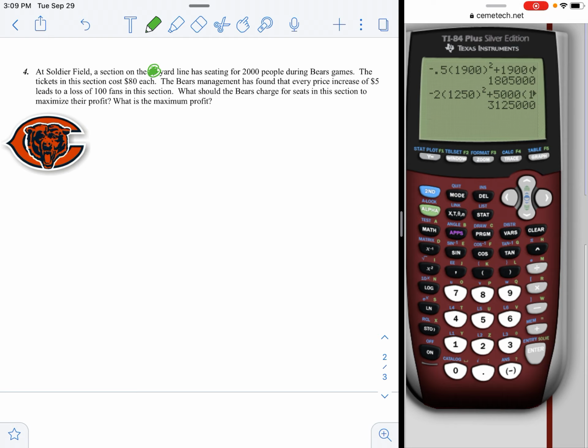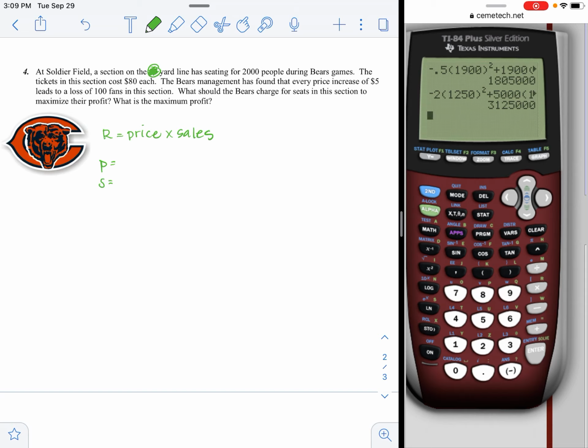So first off, I need to say that my revenue, because that's what we're trying to see here, is how much should the Bears charge for seats, right? And it's going to be whatever the price they charge is by the number of tickets they sell. So tickets sold, or I'm just going to put sales once again. And then I need to write an equation for the price, and I need to write an equation for the sales so I can substitute in those expressions and get my equation.